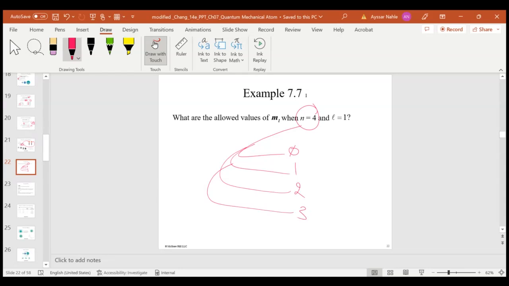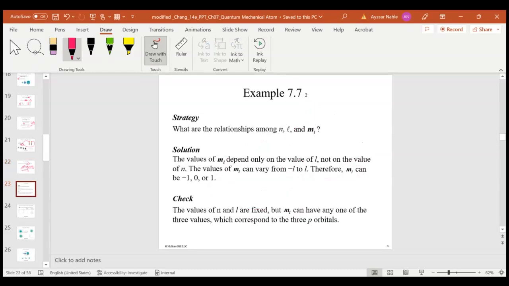When L equals 1, that means ML goes from minus L to plus L. It goes from minus 1 to plus 1: minus 1, 0, plus 1. Always we have to pass through 0. Okay? Let's see what they have done in here.